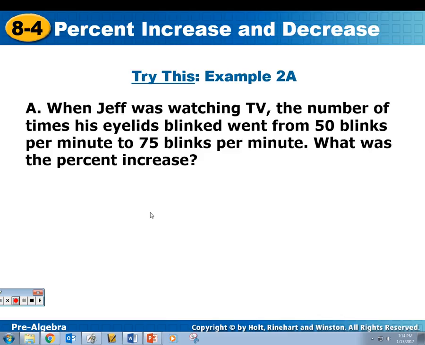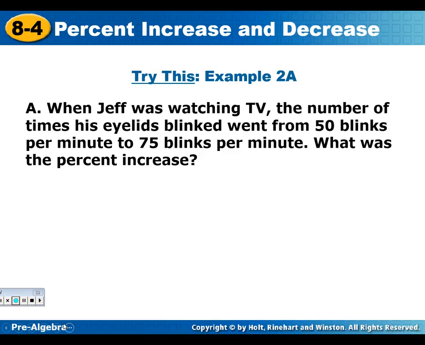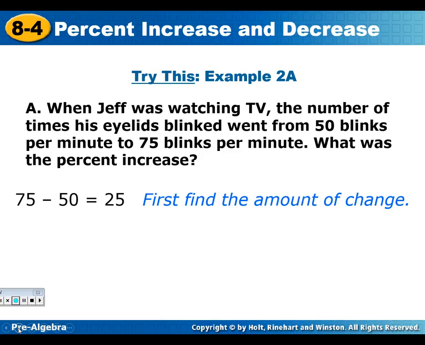All right, so if I take a look here, when Jeff was watching TV, the number of times his eyelids blinked went from 50 blinks per minute to 75 blinks per minute. What was the percent increase? I'm automatically looking at 75 and 50. Just to make it easier on myself, I know that 75 is larger than 50, so I'm going to find the change there. So obviously 75 minus 50 gives you 25.